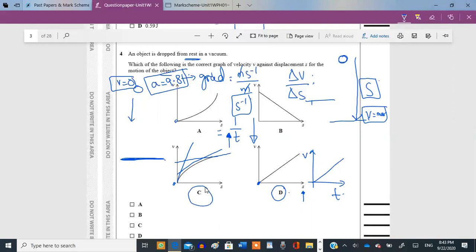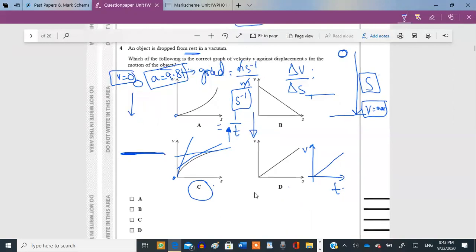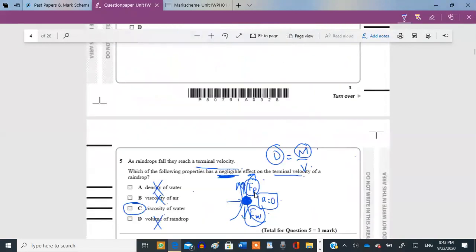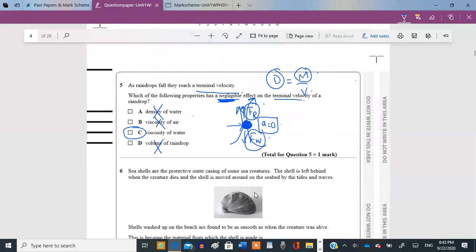That's why option C is better answer than D. Actually, that's the only correct answer, not D. Okay, be very careful. This was a tricky question. If you had been careless like me on the axis, you would have gotten wrong as well, okay? And we've discussed 5 as well.